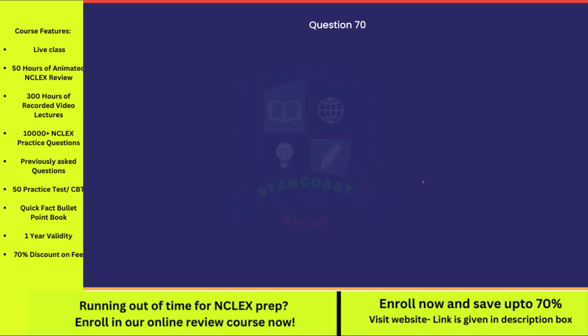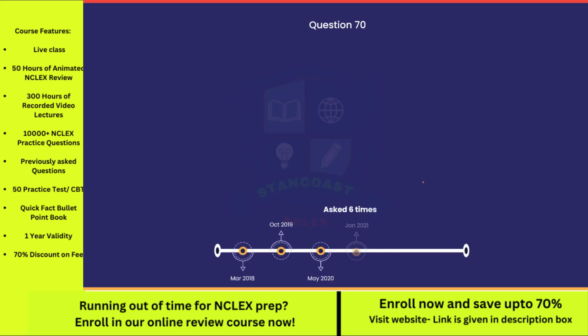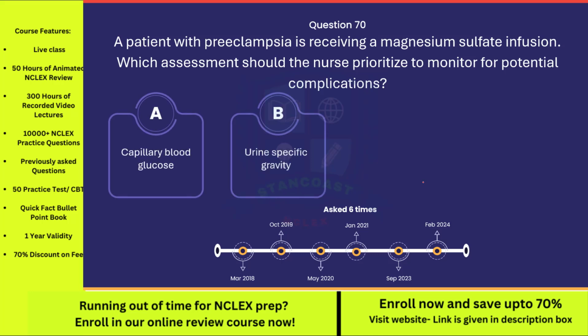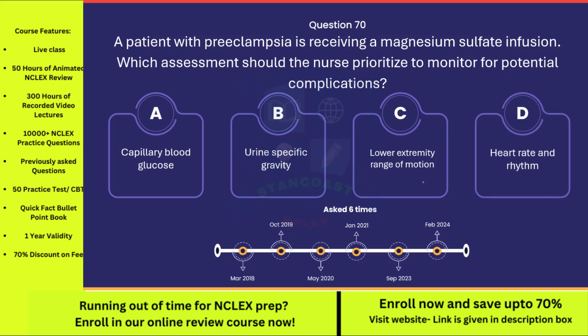This preeclampsia management question has been asked 6 times in the last 5 years, making it very relevant for exam preparation. A patient with preeclampsia is receiving a magnesium sulfate infusion. Which assessment should the nurse prioritize to monitor for potential complications? A. Capillary blood glucose. B. Urine-specific gravity. C. Lower extremity range of motion. D. Heart rate and rhythm.